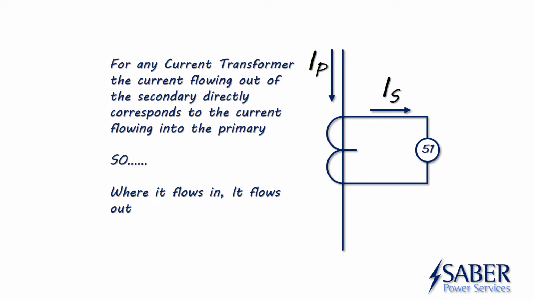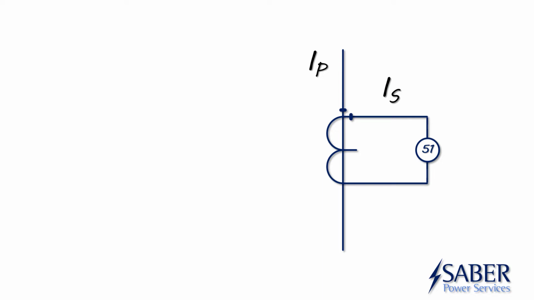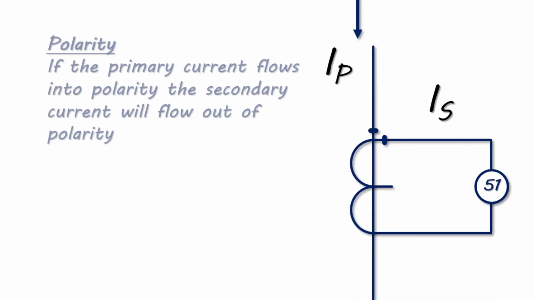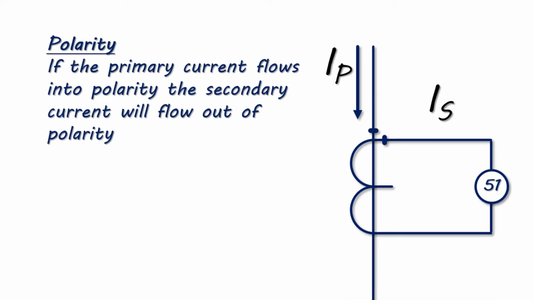All right, you notice that on this diagram there are no polarity marks because the polarity marks do not change the electrical circuit at all. It doesn't change the electrical properties of this circuit at all. So you could put them on there, and the same holds true. If the current is flowing into the polarity in the primary, it flows out of the secondary at polarity.